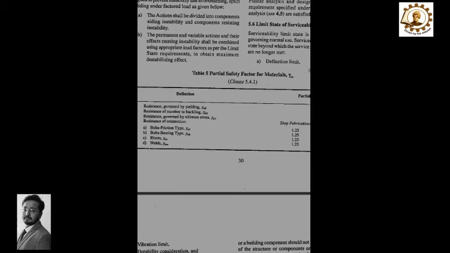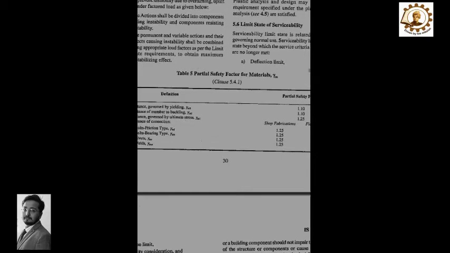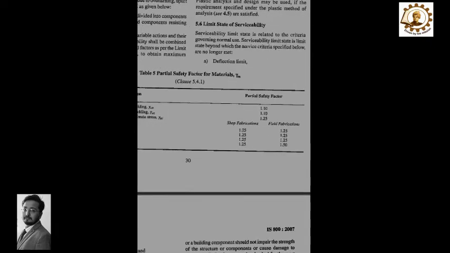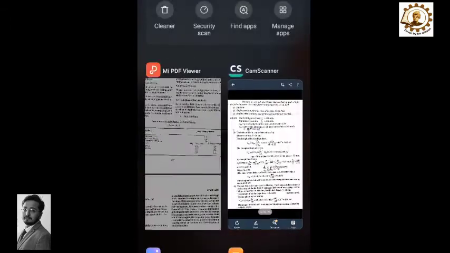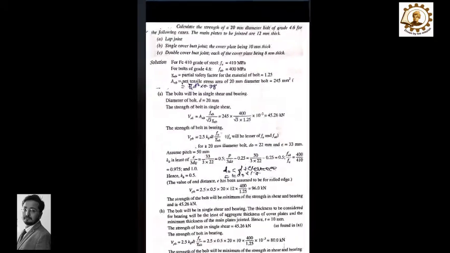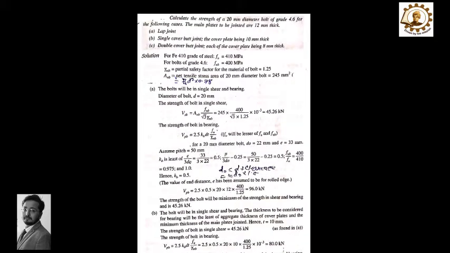Okay, so partial safety factor for bolts, bearing type, gamma mb. We have to consider bearing type bolt here. So for bearing type bolts, gamma mb is 1.25 for both cases, shop fabrication and field fabrication. The boundary conditions are also not given in the question and we don't have to bother about that because the value is the same in shop fabrication and field fabrication, right? So we have to take gamma mb as 1.25.